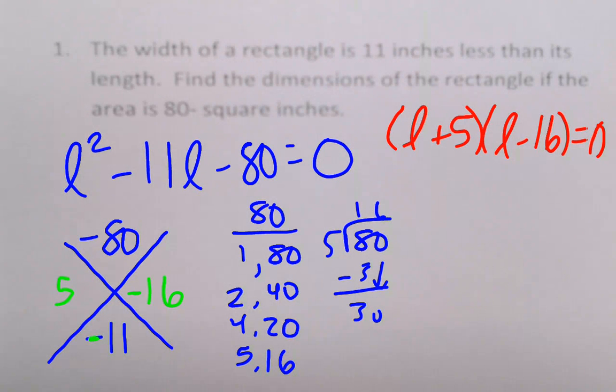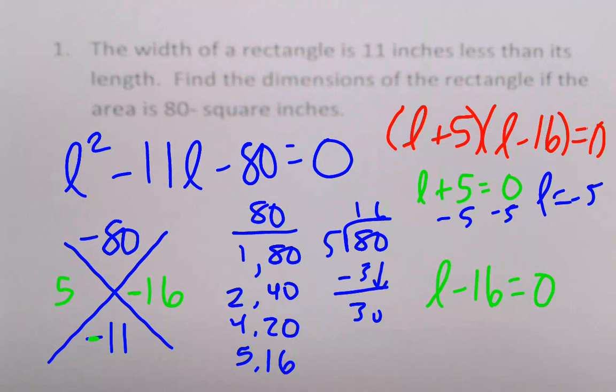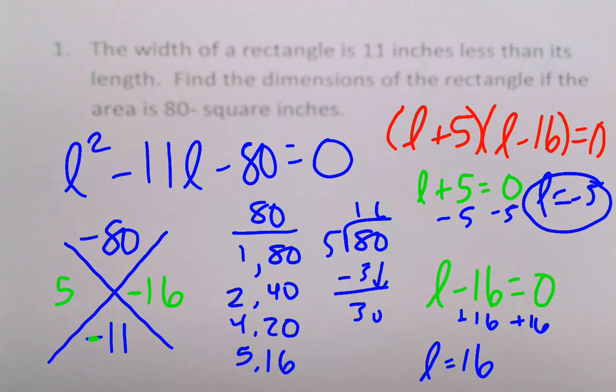And now I need to set each factor equal to 0. So L plus 5 equals 0. L minus 16 equals 0. Now, if I subtract 5 from both sides, I get that L equals negative 5. If I add 16, I get L equals 16. Now, one of these answers doesn't make sense. Negative 5. I'm talking about length. Can I have negative length? No. So that cannot be an answer. So this is how we get around having two solutions. So that means my length is 16.